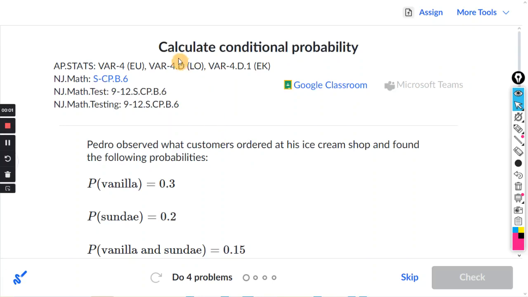This will be for the exercise: calculate conditional probability.